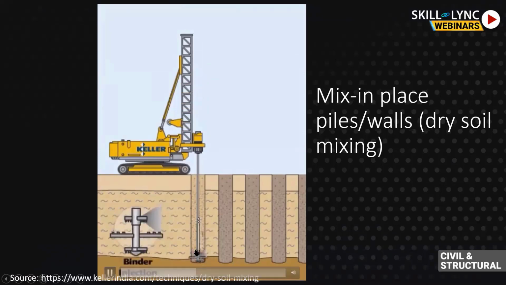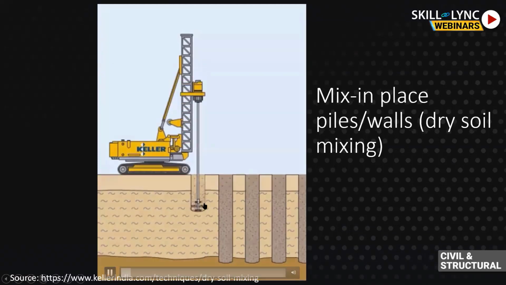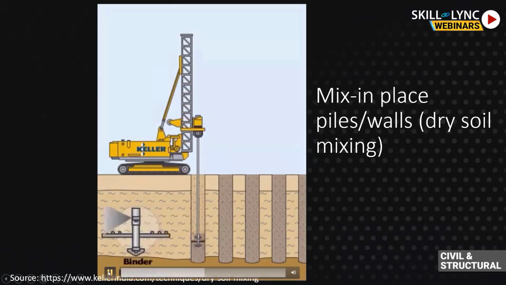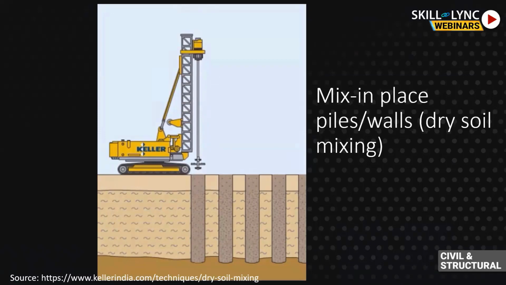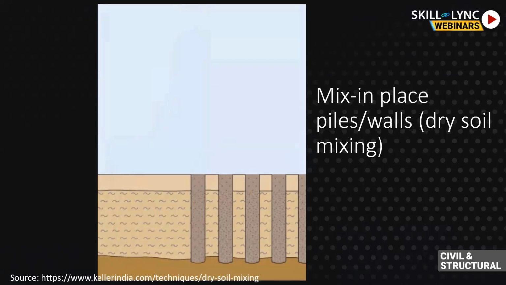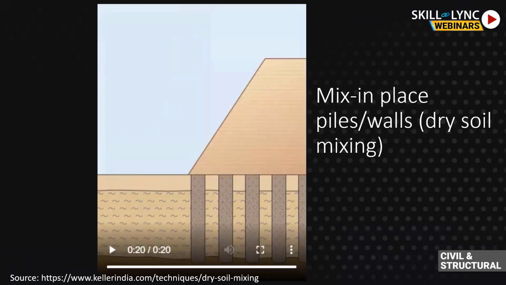That is the mixing head that mixes the admixture along with the soil, and pile-like columns are formed of the admixture and soil mixture. Now these admixtures find many advantages. Like they can be used to dry up wet soil.